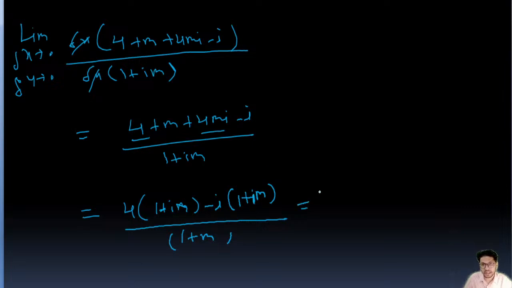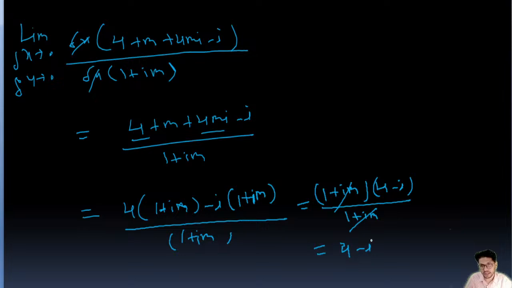So 1 plus im we will take common, so this is going to be 4 minus i upon 1 plus im. This is 1 plus im, guys. Okay, so here we have taken minus i common, and since this is i square, this value will get cancelled, and the value is 4 minus iota, which is independent of m, right? And the value is independent of the path along with z equal to z naught, right?